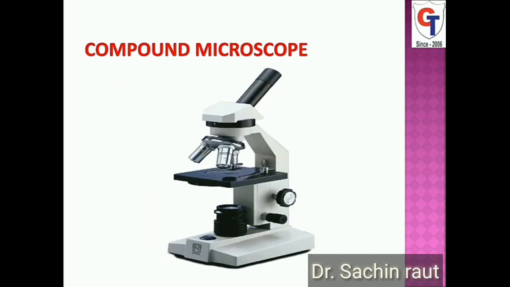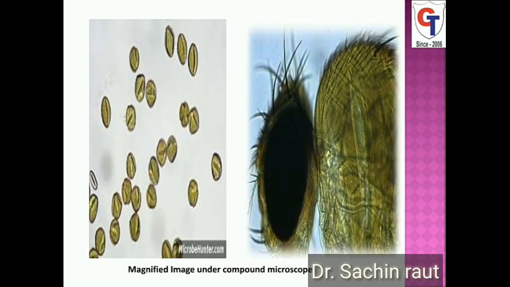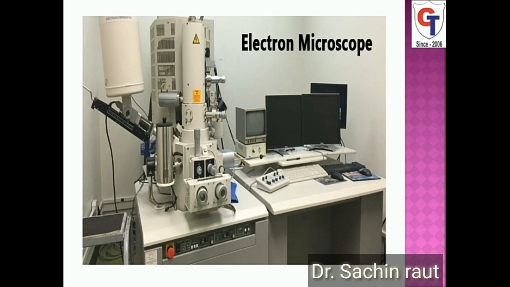These are the compound microscope. The light beam source is a light, either solar light or electrical light, artificial light. So these are the magnified image under compound microscope. At the same time, these are the electron microscope. These are electron microscope using electron beams which help to magnify image in 50 lakhs time more image.